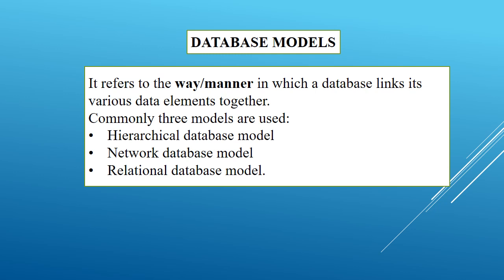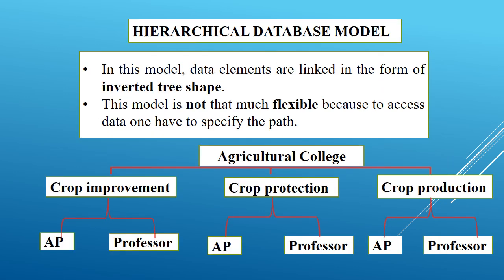Next is database model. The model refers to the way or manner in which the database links various data elements together. Commonly there are three models: hierarchical, network, relational database model. In hierarchical, there will be a top group, that is a parent group. The parent group will be divided into subgroups. Here agriculture college is a parent group, and the subgroups are the crop improvement department and crop protection department.